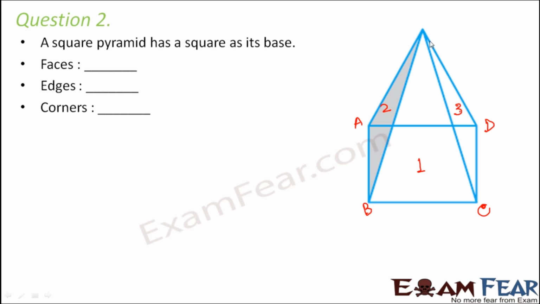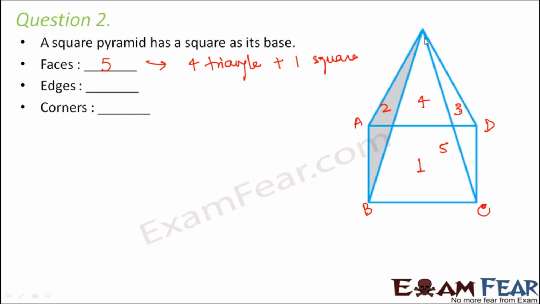So there is one triangular face at the back. This triangular face at the back. And there is one triangular face at the front. This one is the front face. So that is 5. So total number of faces 5. Out of that, 4 triangular faces and 1 square face.